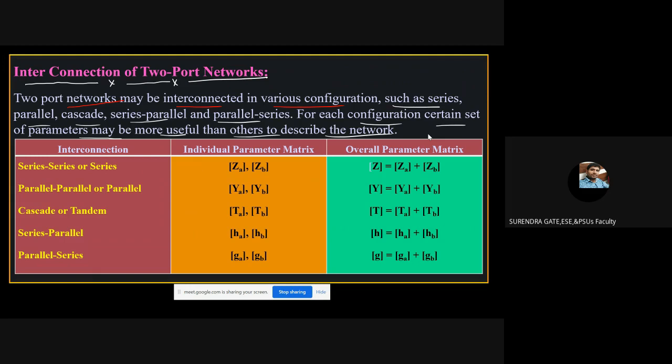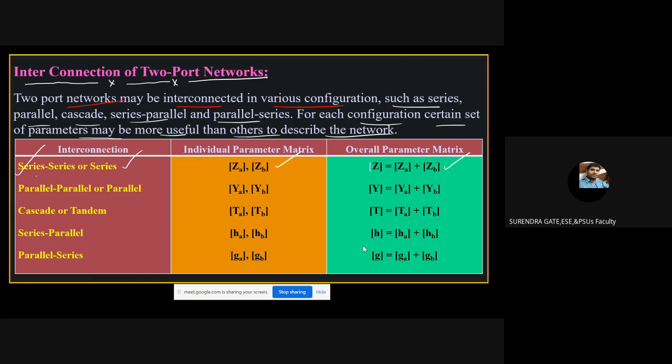Because if you use those parameters in that network, we can easily analyze the network by using that combination. For example, take a series connection. What do you mean by series connection? The input port is in series connection and the output port is also in series connection, or simply it is called series connection. Then in this type of connection, which parameters can we use? Z parameters. Once we use the Z parameters, we can add them directly, then the analysis becomes very simple. That is the meaning. Understand?